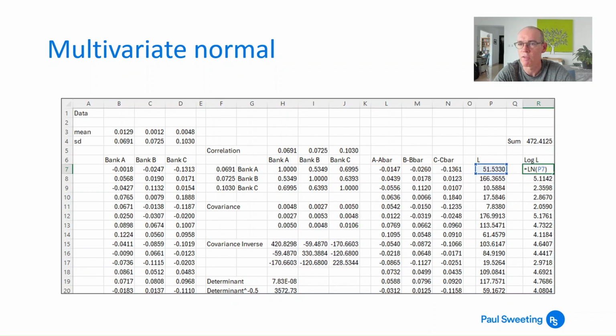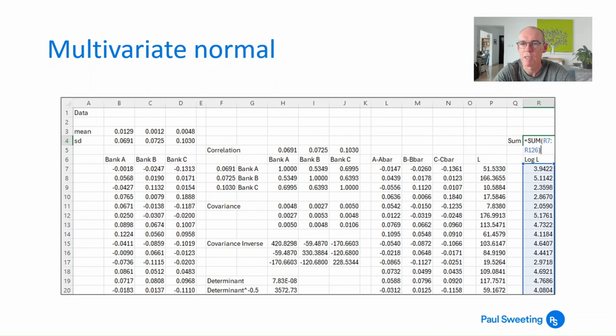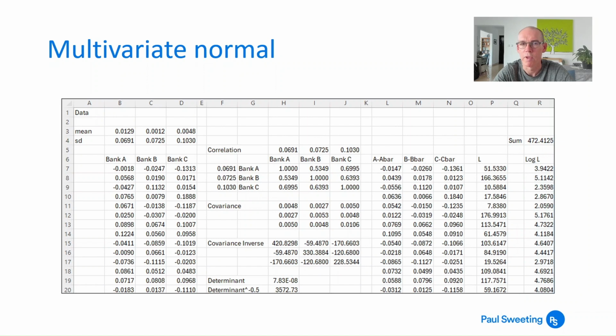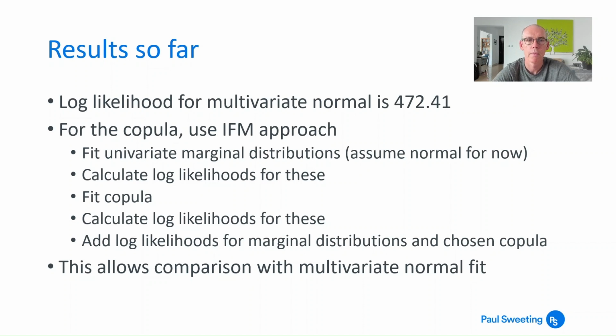So I simply take the log of that, and then I sum them all in R4, which gives me that number of 472. So that is our starting point. That's the likelihood, or the log likelihood function for this data fits to a multivariate normal distribution. So to recap, the log likelihood for the multivariate normal function is 472.41.